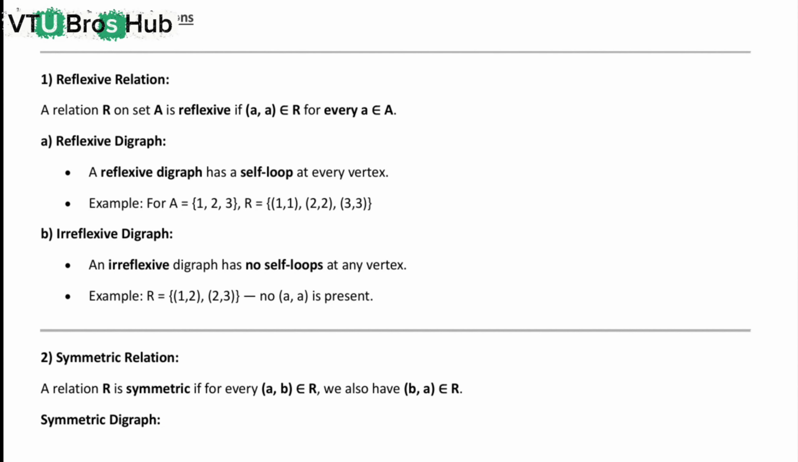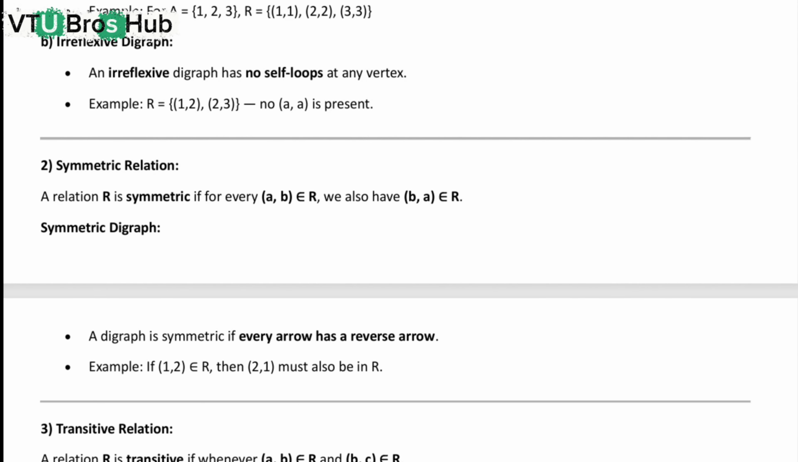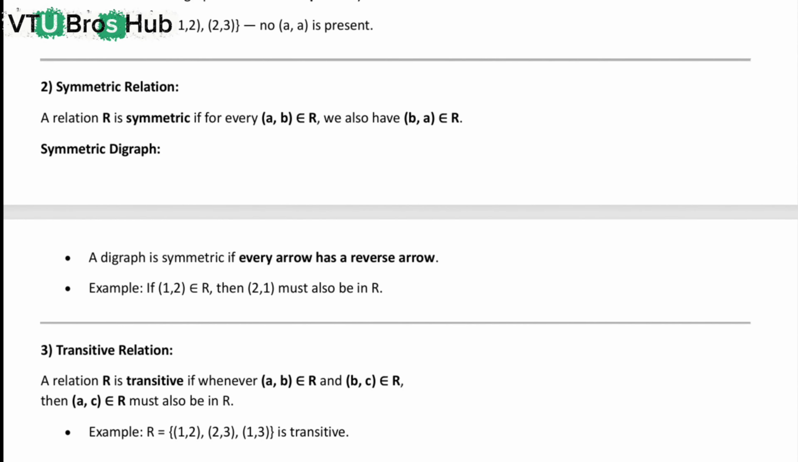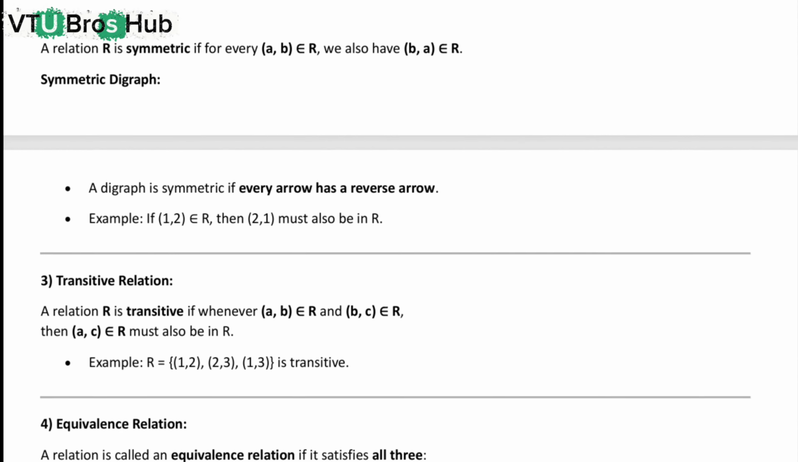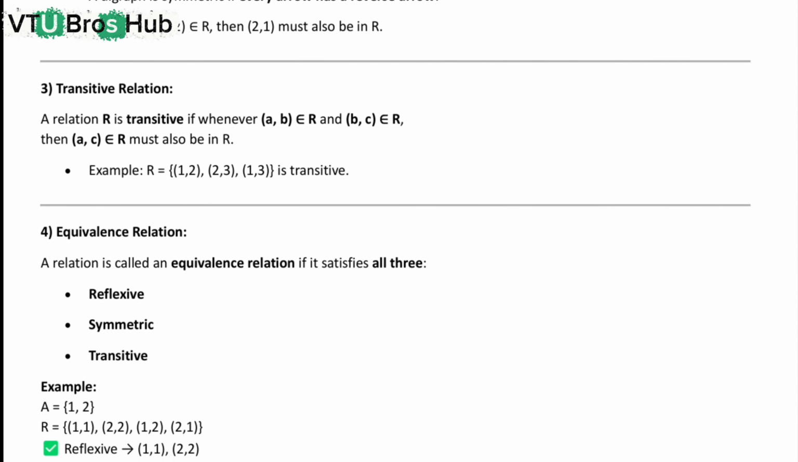2. Symmetric relation. A relation is symmetric if whenever (a, b) is in R, then (b, a) is also in R. Symmetric digraph: every arrow has a reverse arrow. Example. If (1, 2) is in R, then (2, 1) must also be in R. 3. Transitive relation. A relation is transitive if whenever (a, b) and (b, c) are in R, then (a, c) is also in R. Example. R equals {(1,2), (2,3), (1,3)} is transitive.